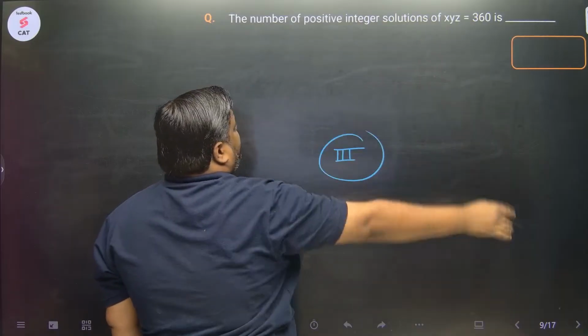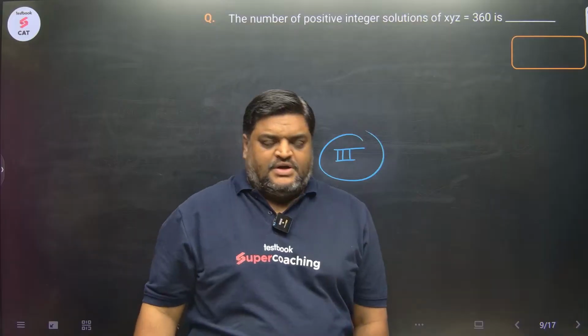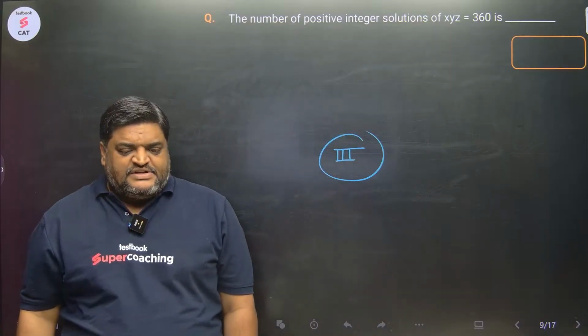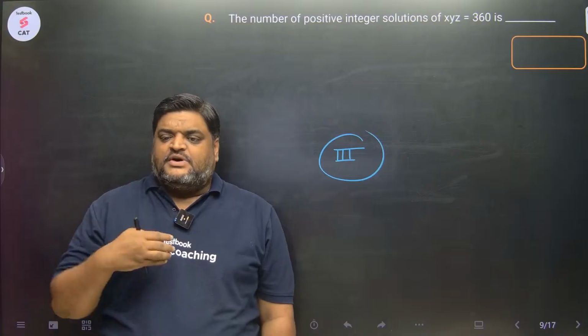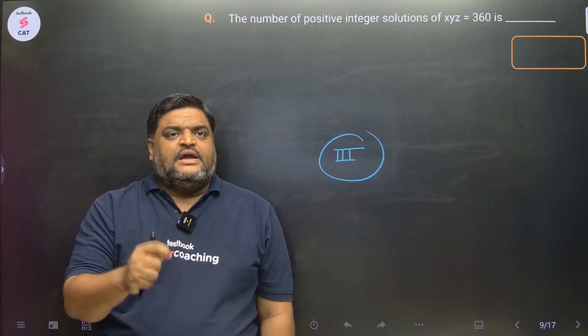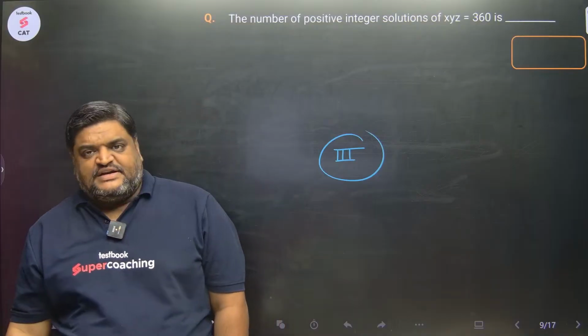The number of positive integral solutions of xyz is equal to 30. These 3 questions, we'll start discussing tomorrow. If you're attempting this, attempt and give your answer in the comment box, I'll respond if it is right or wrong.